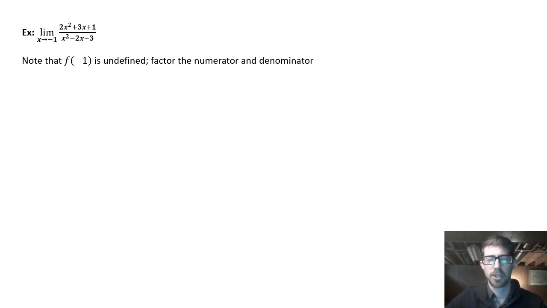Okay, let's do another one a lot like that. Limit as x approaches -1 of (2x squared plus 3x plus 1) over (x squared minus 2x minus 3). So if you look at it and do some math, you notice that f of -1 is undefined. You can probably do that in your head. Try sticking -1 into that function and see that it doesn't work, because you get 0 over 0.